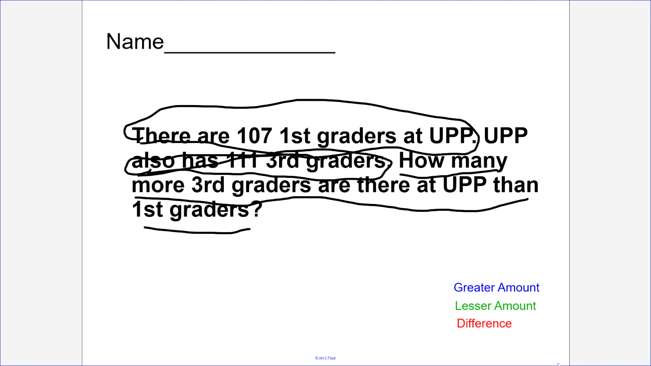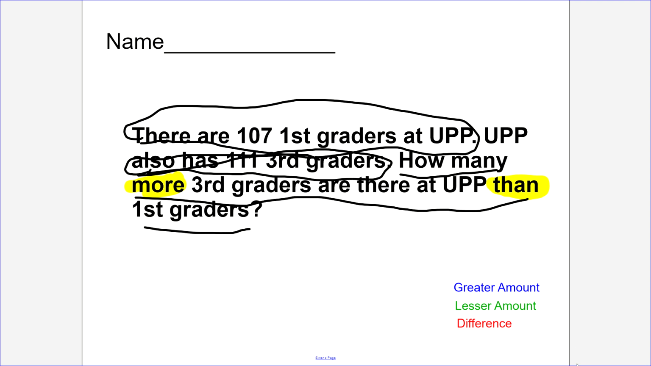Now, third grade, I'm going to read the problem again. I want you to identify the difference words that show we're comparing two numbers. There are 107 first graders at UPP. UPP also has 111 third graders. How many more third graders are there at UPP than first graders? What are the difference words in this problem? Yes, the difference words in this problem are more than. Those difference words show that we're comparing two amounts and that there are more third graders than first graders.